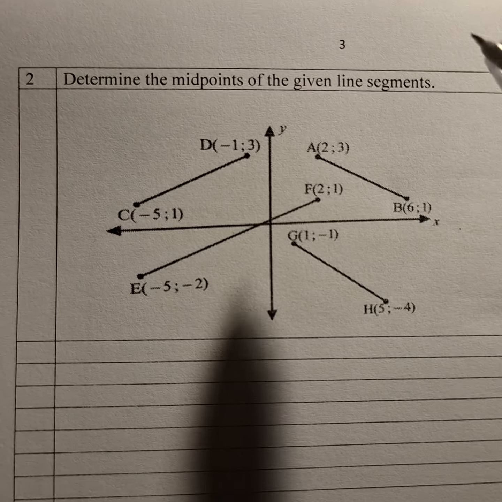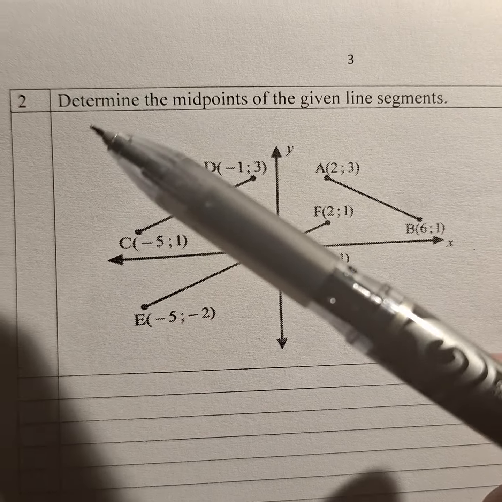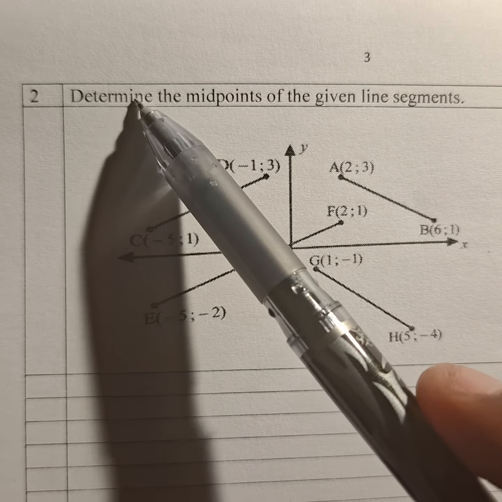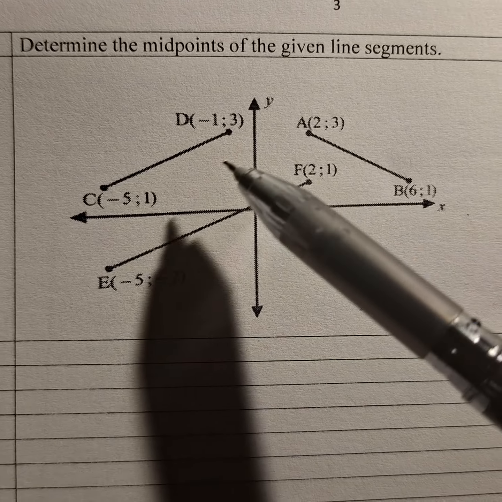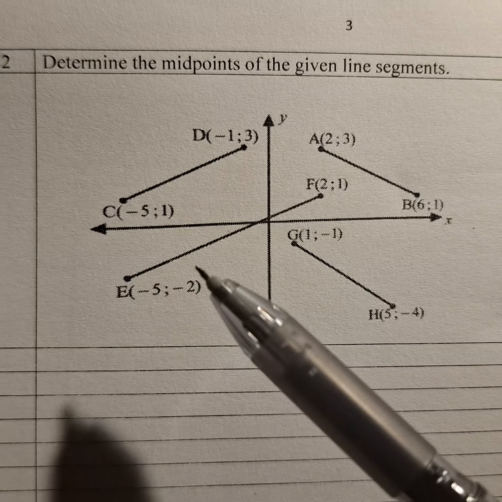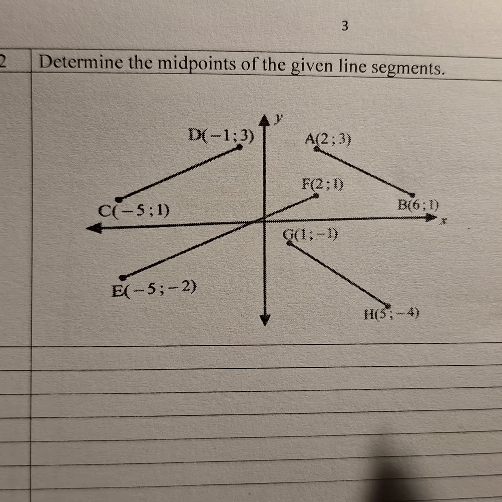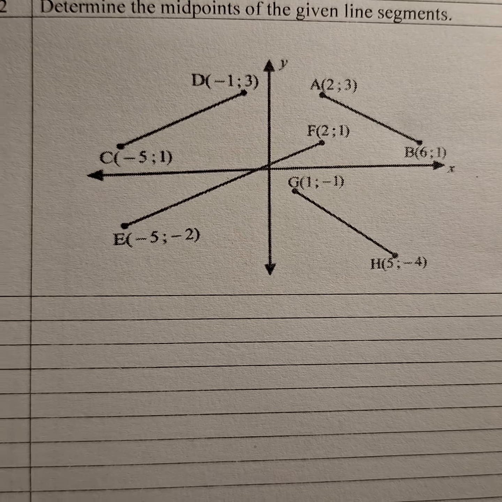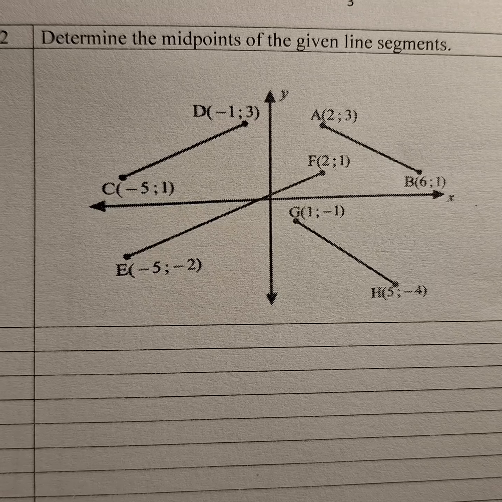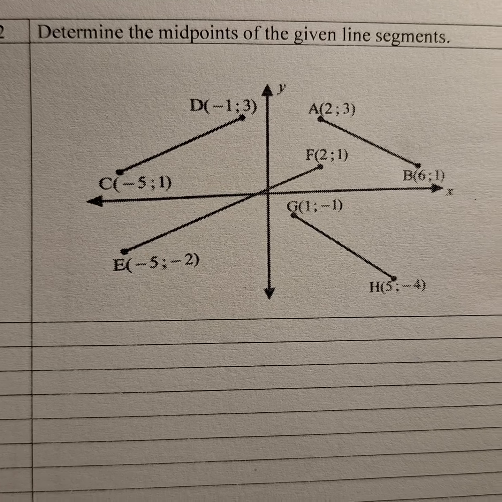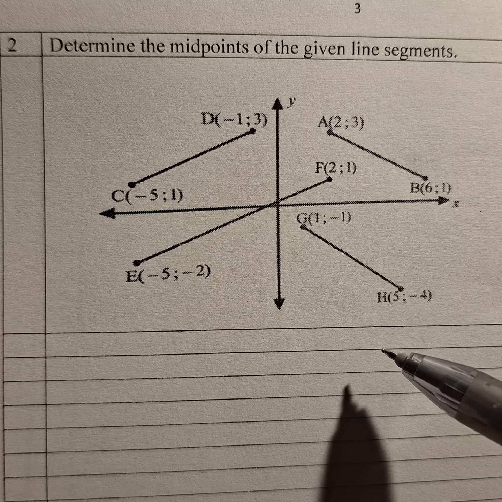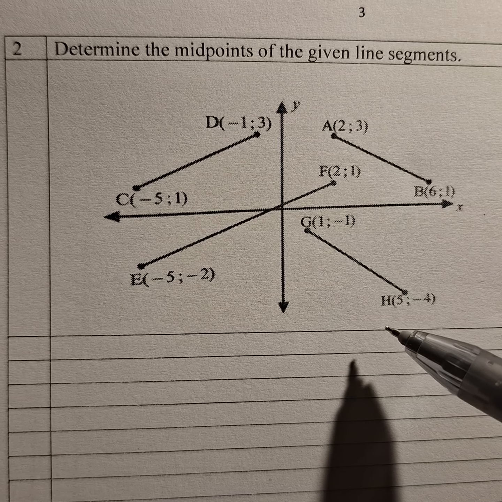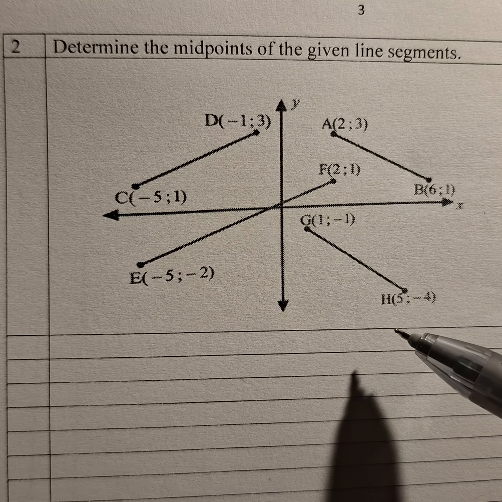All right, so now we have an exercise where we have to determine the midpoints of the given line segments. So we have the line segment CD, the line segment EF, AB, and GH. Once again, because we are dealing with the midpoint, we are going to find the midpoint of what? Let's locate a particular line segment that we're going to deal with.